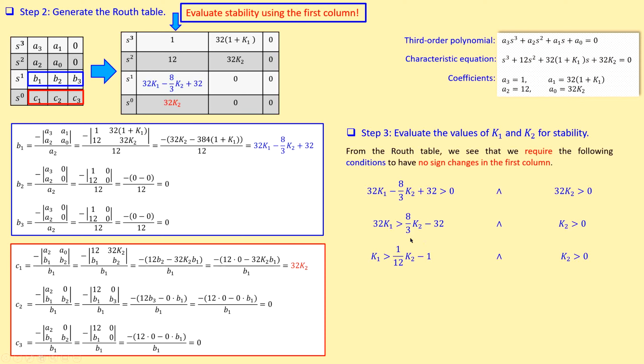So we have now two conditions. K1 must be larger than this expression, 1/12 times K2 minus 1, and K2 must always be larger than 0. If I, for example, make K2 4, then I have 1/12 times 4, which is 1/3, minus 1, and that will be minus 2/3. So this is the expression which you need to meet first, and that will of course result in an expression for K1. So there is an interaction between those two conditions, so we need to consider that in more detail.